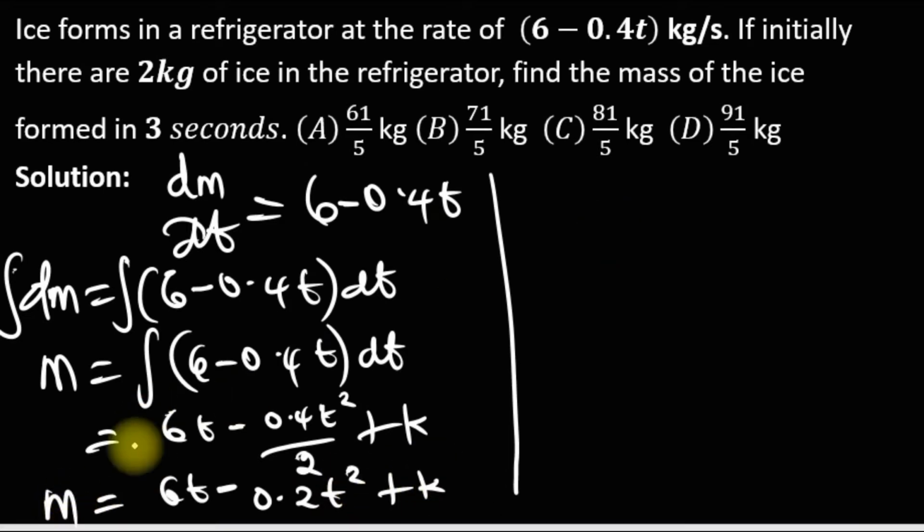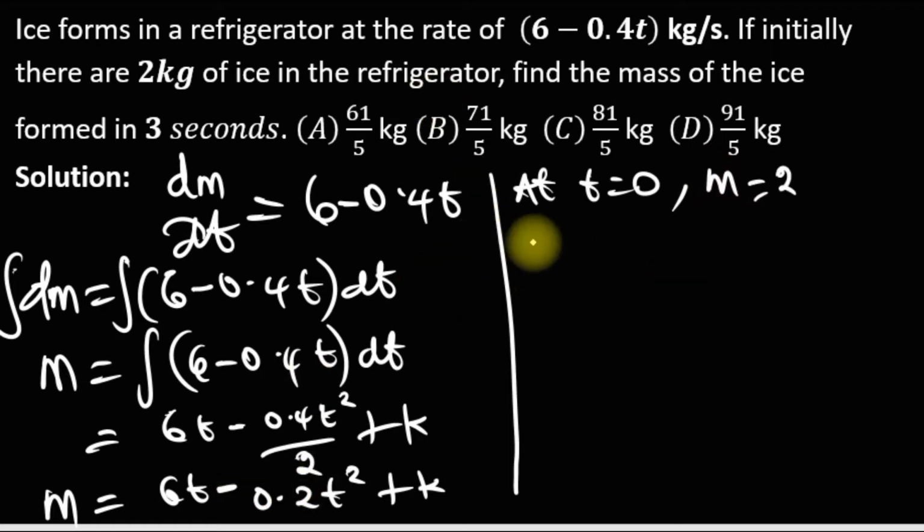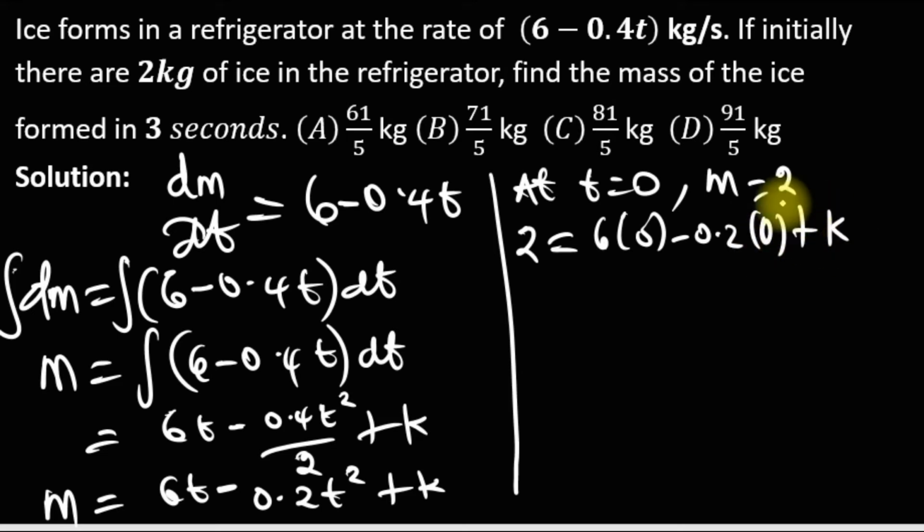So that's the mass. But they told us initially, that's at time t equal to 0, the mass m is 2. So let's now substitute: m is 2, t is 0, plus k, 0 squared. Which implies that our constant is 2. They now ask us to find the mass of the ice formed in 3 seconds.